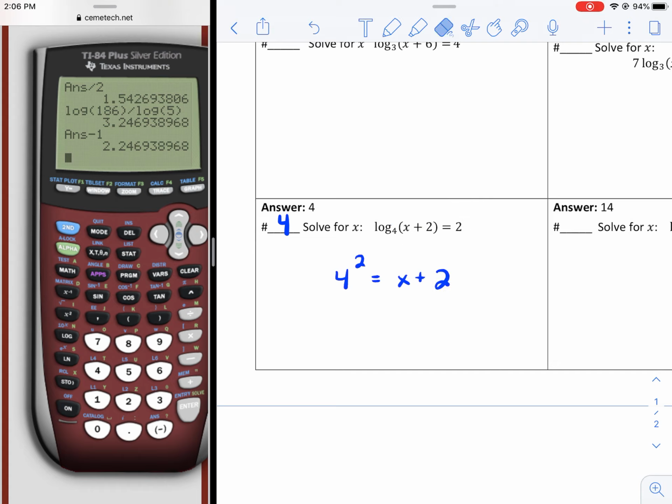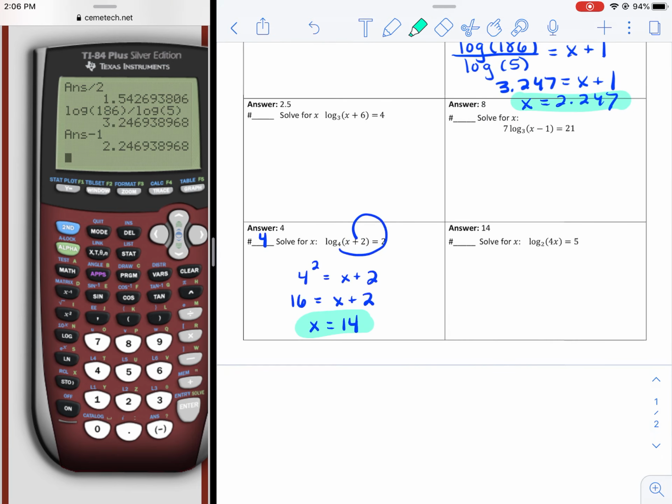Okay, let me erase that to kind of get out of the way. So 4 squared equals x plus 2. And then we just have to simplify. 16 equals x plus 2. Subtract 2 and x equals 14. Okay, and so that's right next door. So this is number 5.